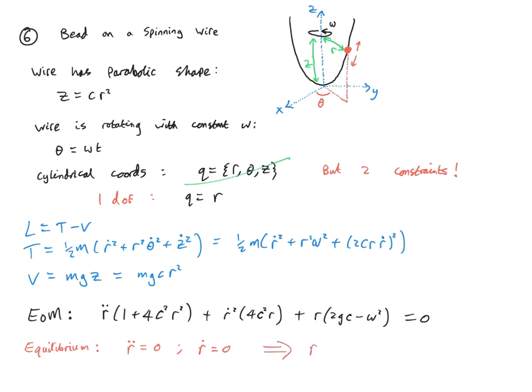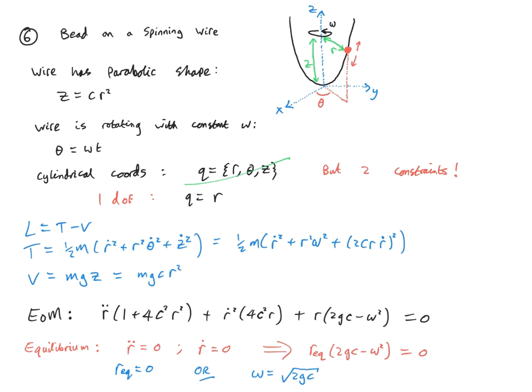We have r, which is at the equilibrium point, into 2gc minus omega squared is equal to 0. And this equation can be satisfied in two ways. We see that we can satisfy this equilibrium condition either by the equilibrium radius being equal to 0, and what that means is that here the particle is actually sitting right at the bottom. That's actually an unstable equilibrium position.